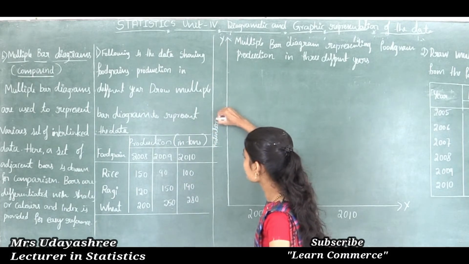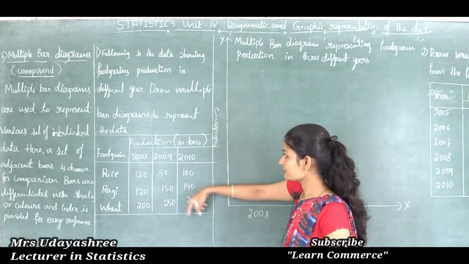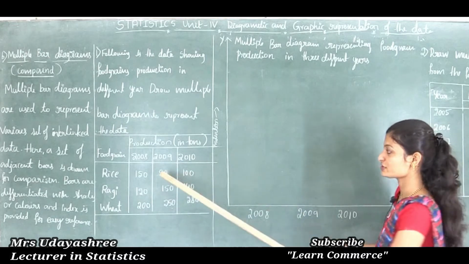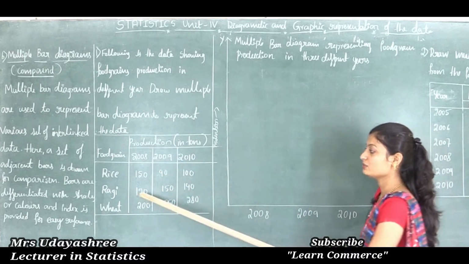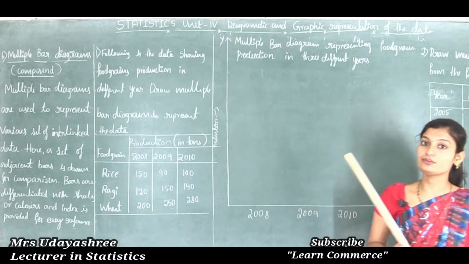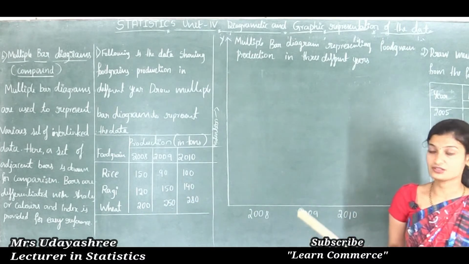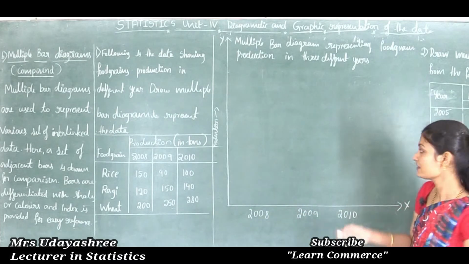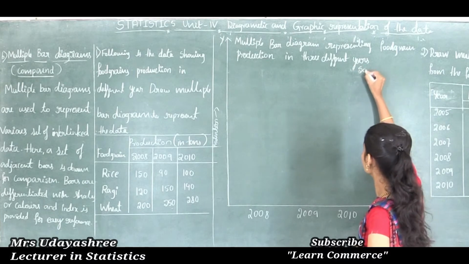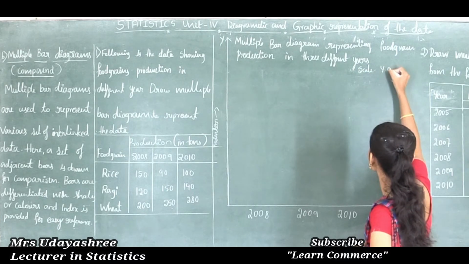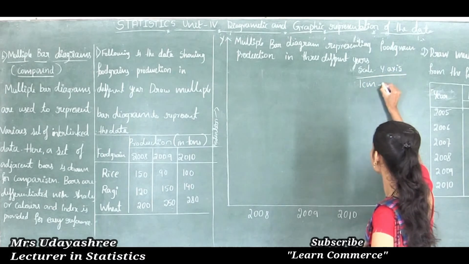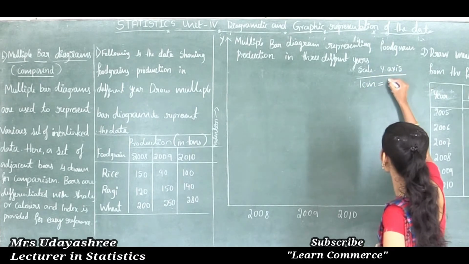Here the given productions are, observations are like this: 150, 90, 100, 120, 150, 140, 200, 250 and 280. Therefore I will take a scale for these observations. Here the suitable scale for the y-axis is 1 centimeter is equal to 5 units.